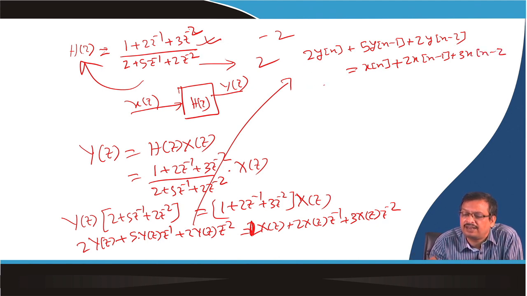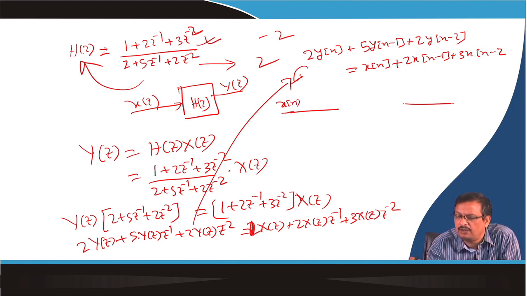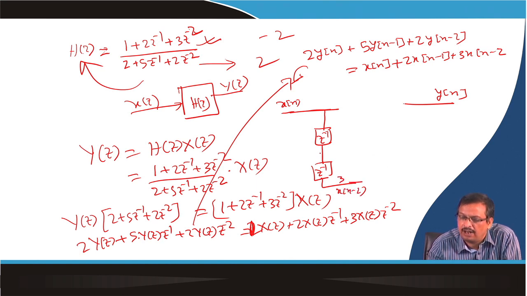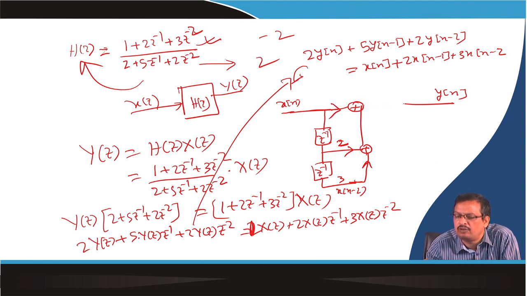Now can I implement this in a block diagram? Structure 1: this is my x(n) and this is my y(n). So x(n) is delayed by z^-1, then again by z^-1, so this one is x(n-2). This will be multiplied by 3, and x(n-1) will be multiplied by 2, and both will be added together, and then added with x(n), and then fed to y(n).